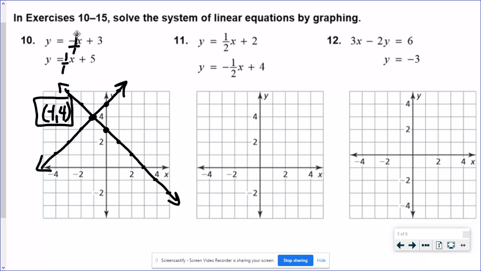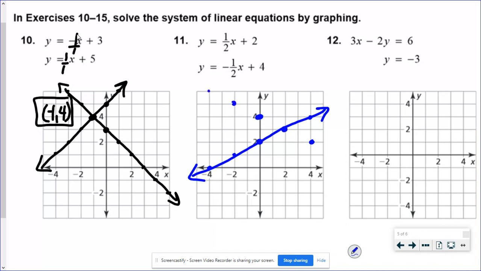For number 11, I'm starting at +2. And the 1/2 slope means I'm going to go up 1 and over 2, or down 1 and left 2. But it's got to look like it's going uphill. So there's my first line. Second line starts at +4, and it's got a -1/2 slope, so downhill, down 1 and over 2.